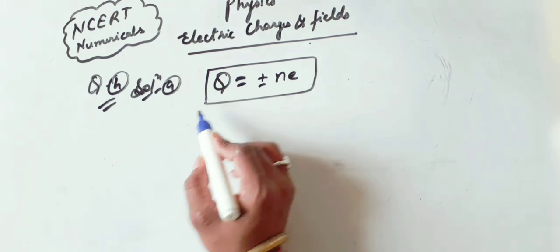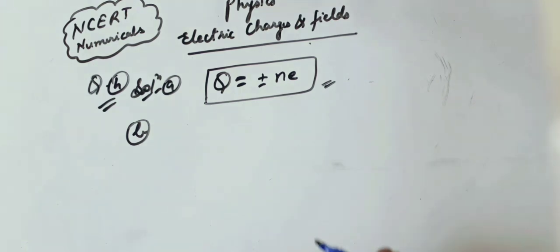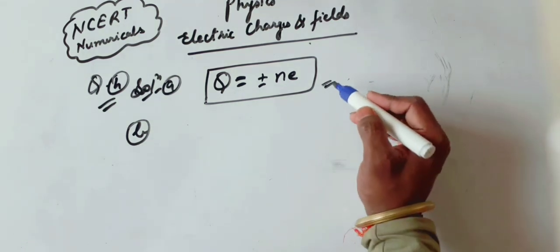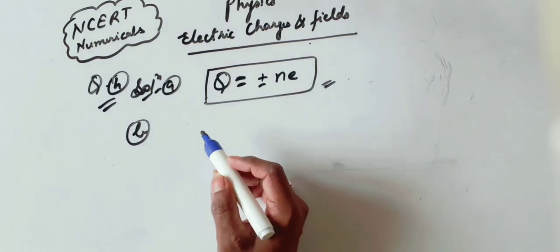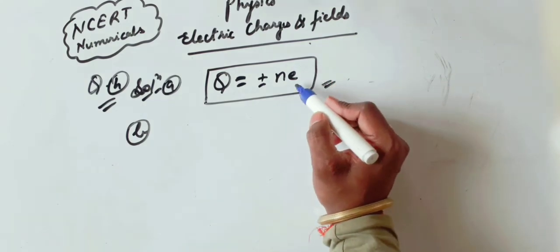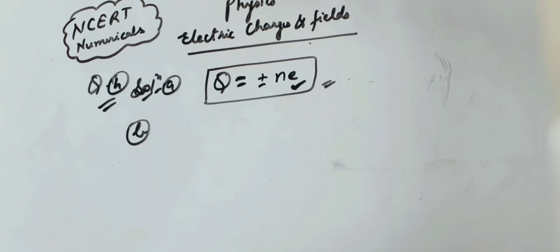The total charge of a system will always be equal to an integral multiple of the fundamental unit of charge. This is known as the quantization of charge. In section B, it is asked: why can one ignore quantization of electric charge when dealing with macroscopic or large scale charges? As we know, at a large scale, the charge of an electron is negligible, so quantization of charge is not considered at the macroscopic level.